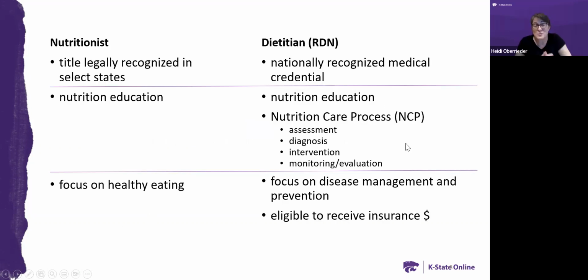Okay, so let's look at the specific differences. In reality, there is no legal definition for the word nutritionist. That means that somebody can read a book over the weekend and call themselves a nutritionist. They have the right to call themselves whatever they want, but dietitians, you can't do that. You can't call yourself a dietitian unless you've gone through the hoops to earn that credential. So nutritionist does not have a legal definition, but again, I want you to know that if you earn our BS in human nutrition, you are definitely a nutritionist and have the right to say that.